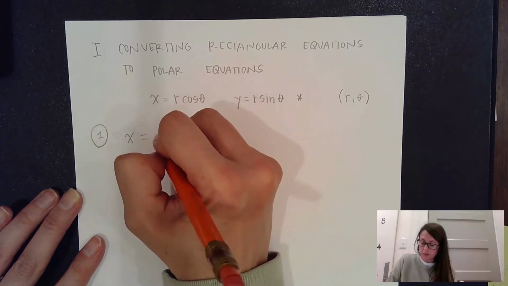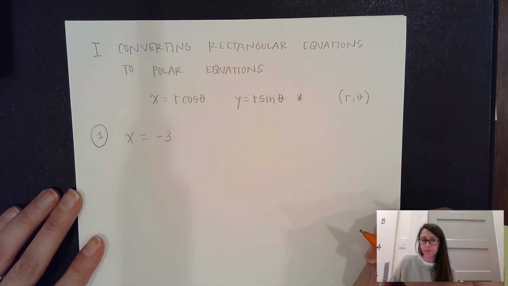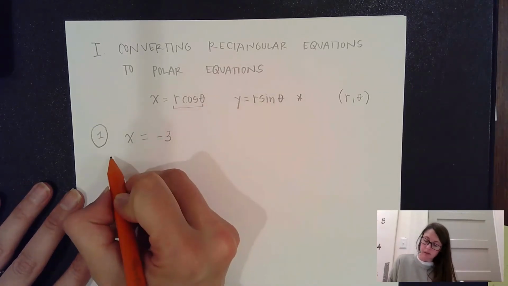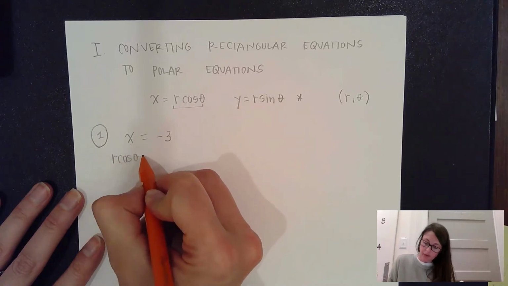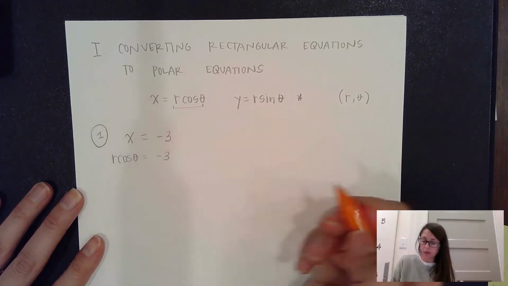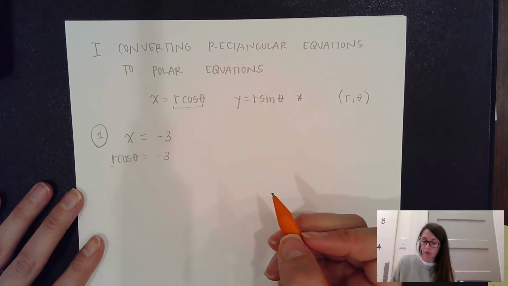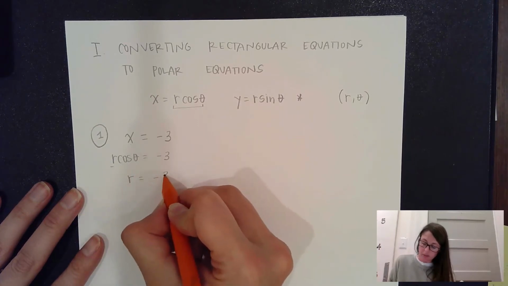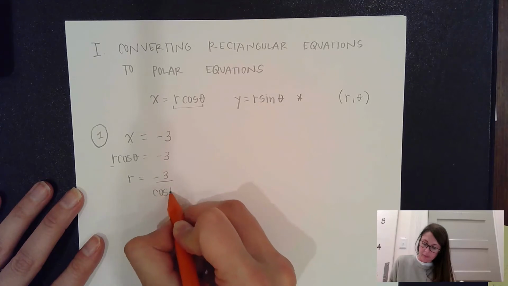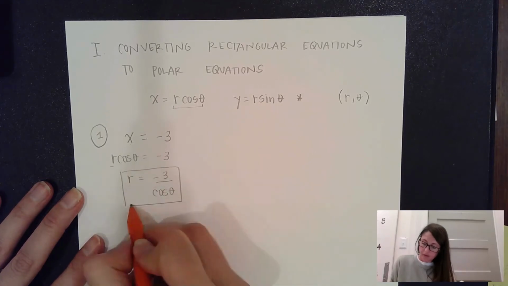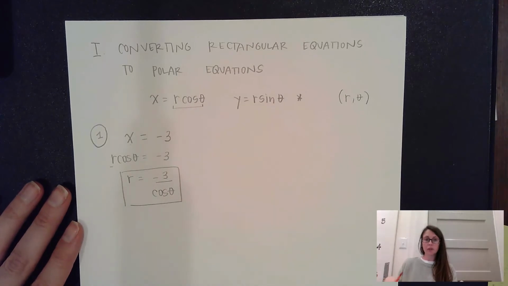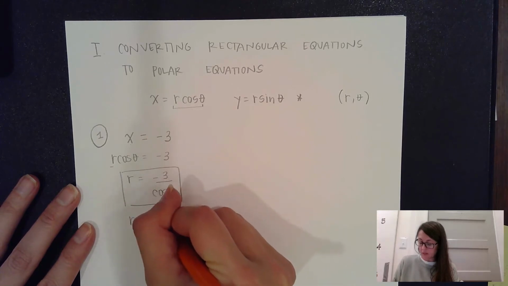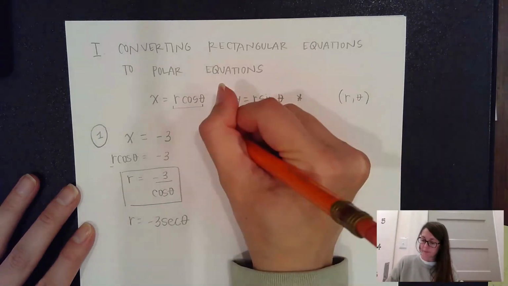So if I had x equals -3. Well, x is the same thing as r cosine of theta. So I'd have r cosine of theta equal to -3. Most of the time we want to solve for r here. So if I solve for r, I'm going to divide by cosine of theta. So r is going to be equal to -3 divided by cosine of theta. Or you could also say 1 over cosine is the same thing as secant, right? So this could also be -3 secant of theta. Either way is fine.